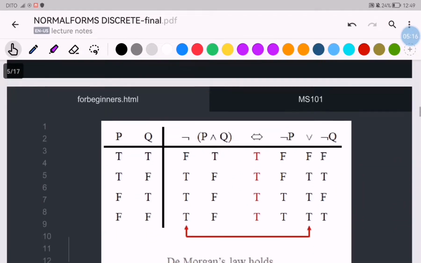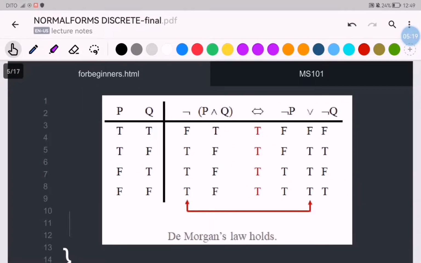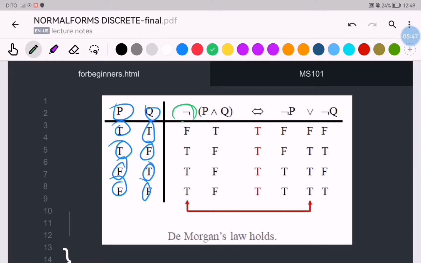Next, De Morgan's Law, which I explained in the previous topic. Let us review. Given P and Q, the truth values of P are true, true, false, false, and of Q are true, false, true, false. The negation of P is the contradiction: as you can see, P is true, so its negation is false. Next, for Q, it is true, so its negation is false.